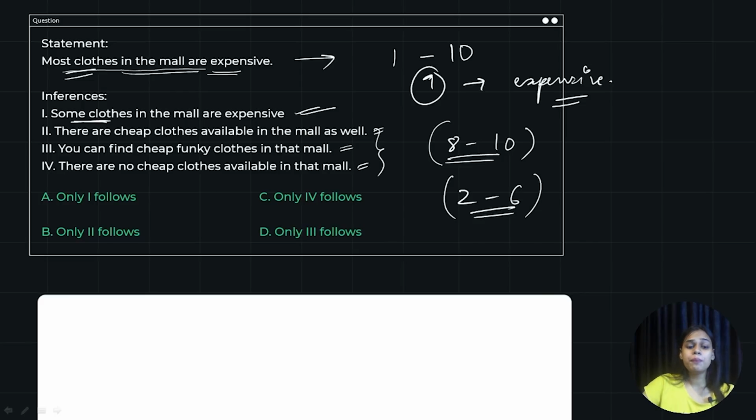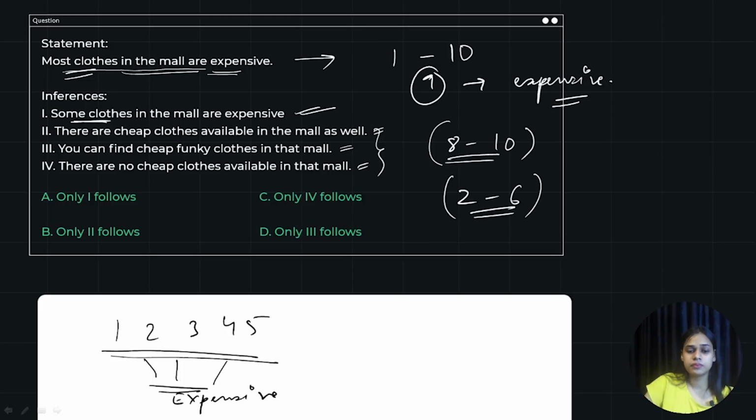All right, within most, from let's say 1, 2, 3, 4, and 5, between most, some of them are expensive, right? So we can say in a range of 1 to 5, 2 and 3 are expensive, right? Even if 2 to 5 all are expensive, but 2 and 3 are also expensive. Right? So we can say that some clothes in the mall are expensive, hence only 1 follows. And we are not going to talk about the cheap clothes because it is not mentioned in the question. So only 1 follows in this answer. Hence, option A is the correct answer.